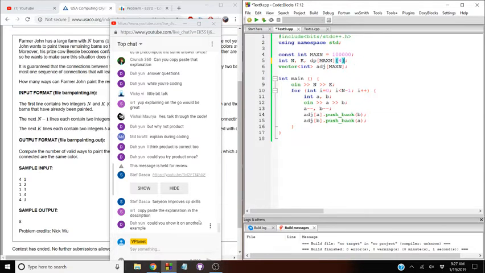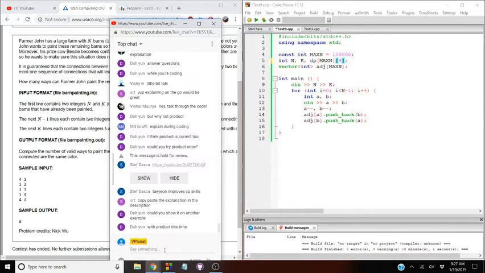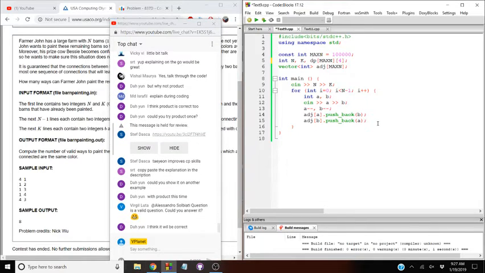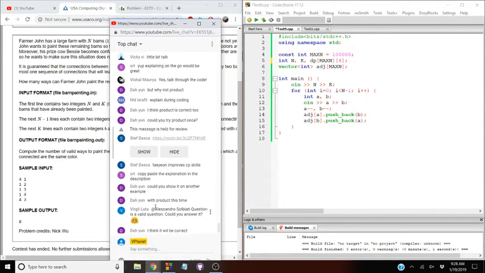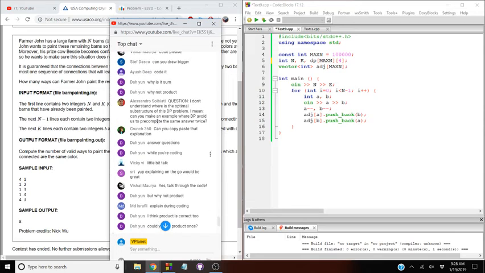Could I show another example? Okay, cool. Send me an example, and I'll show it. Wait, I just told you why product doesn't work on this example. What is this question that is valid? Oh, okay. I don't understand where the optimal structure of this DP problem is. Could you take an example where DP avoids us computing the same answer twice? I don't understand what you mean. What do you mean?